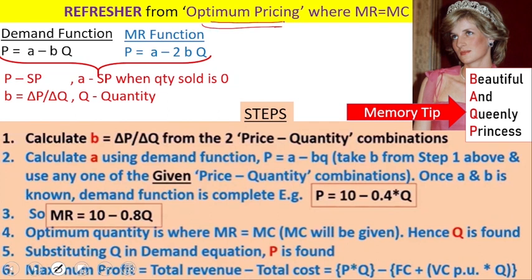Now, optimum price is the price at which we get maximum profit. And where is that point? It is where the marginal revenue is equal to the marginal cost. Now, here we have to know two equations.